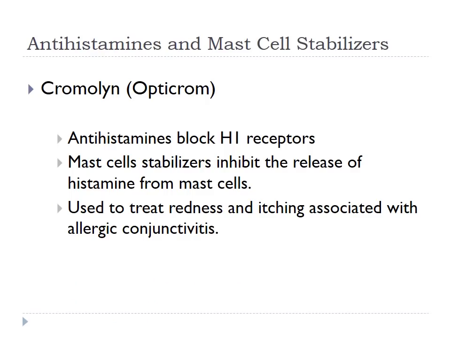Antihistamines, these are easier, so antihistamines and mast cell stabilizers, and this one is called Opticrom or Cromolyn. It is an antihistamine. It blocks the H1 receptor, so this is a first generation antihistamine, if you remember back to semester 2. It stabilizes those mast cells, and then it's basically used to treat itchiness and inflammation of the eye that usually comes with allergic conjunctivitis. Remember, allergic conjunctivitis, itis basically means inflammation.